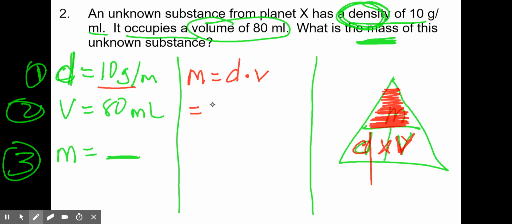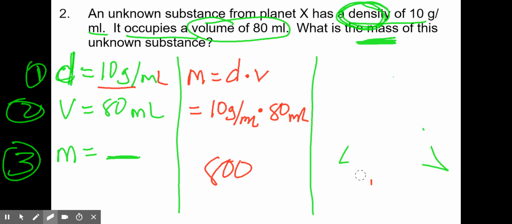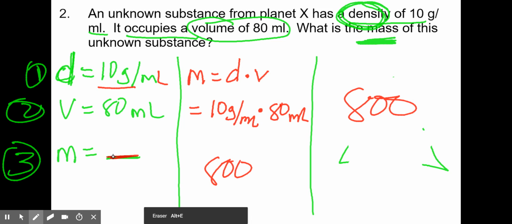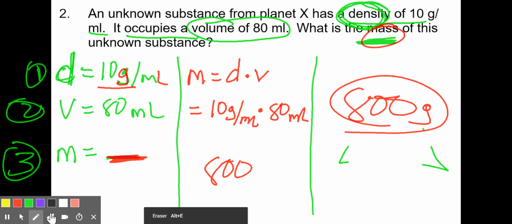Substitute in your numbers. D is 10 grams per milliliter. Sorry, I forgot my L there. And V is 80 milliliters. 10 times 80 is 800. And I want to get this triangle out of the way. And now we're going to put our number over there, 800. And our unit for mass is what? You were supposed to know it. You memorized a foldable. The unit for mass, and if you look up here in your problem, what's the unit for mass in our problem? Grams. 800 grams. That's number 2.